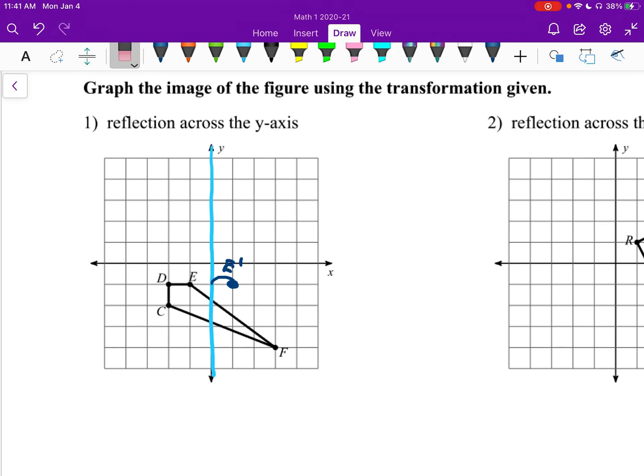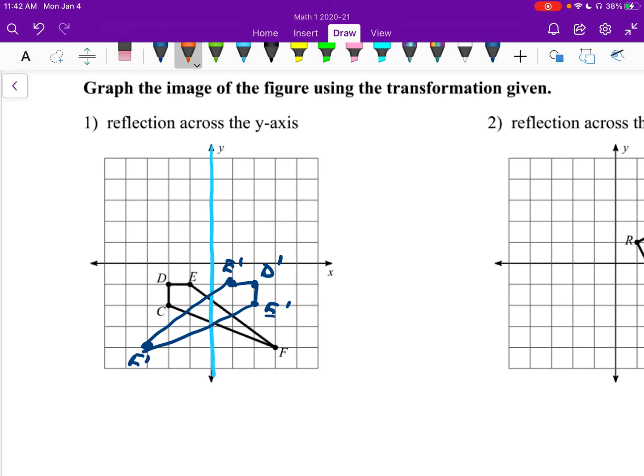Now let me erase my E lines. Now for D, D is 2 units away, so I'm going to go 2 units away. Here's D prime. C is right below D. It's 2 units away, so it goes right here, right? Here's 2 units, here's 2 units, so here's going to be C prime. And then F, we look and F is 3 units away, so I'm going to go 3 units this way. Here's going to be F prime. Now that I have the points, I'm just going to connect the dots. And we should be able to see that it's just a flipped over version of it, right?